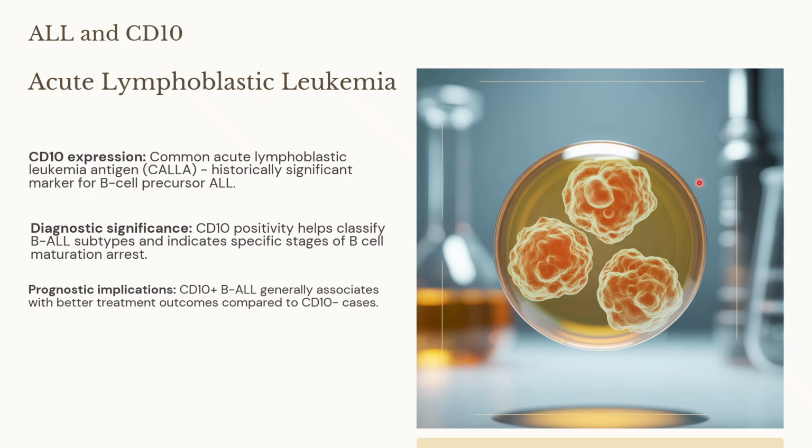Which type is more common? B cell ALL, 85% of cases, especially in children. T cell ALL is less common. So till now this is about acute lymphoblastic leukemia. Where does CD10 come from? CD10 is also known as CALLA, common acute lymphoblastic leukemia antigen, a cell surface enzyme which is expressed on precursor B cells in the bone marrow. Therefore, B cell ALL is CD10 positive, whereas T cell ALL is CD10 negative.